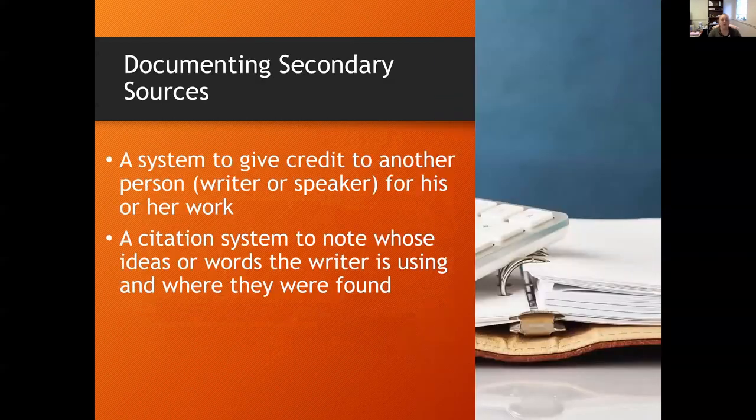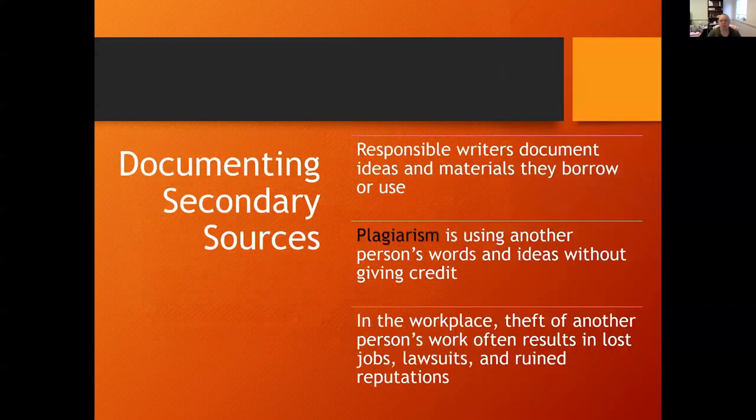So in order to document it, we need to make sure that you give credit where credit is due for their work. Use a citation system to note whose ideas or words you're using and where you found them, so you want your reader to be able to go find it if they want to. So for secondary sources to document, responsible writers are going to document the ideas and materials they borrow or use.